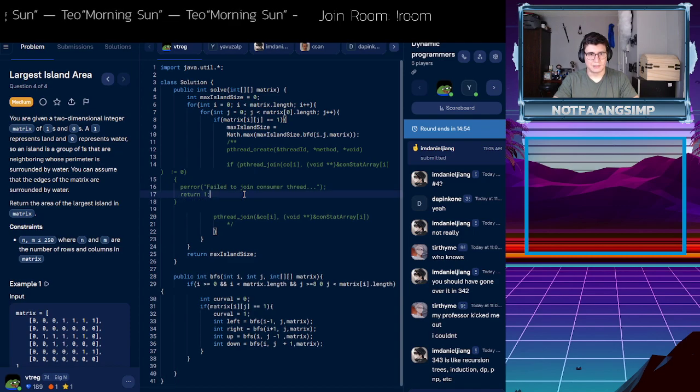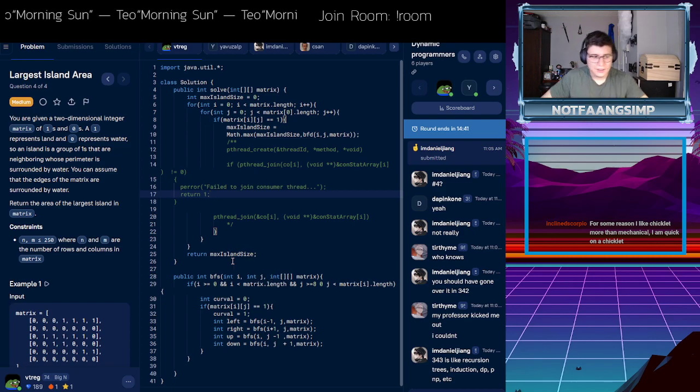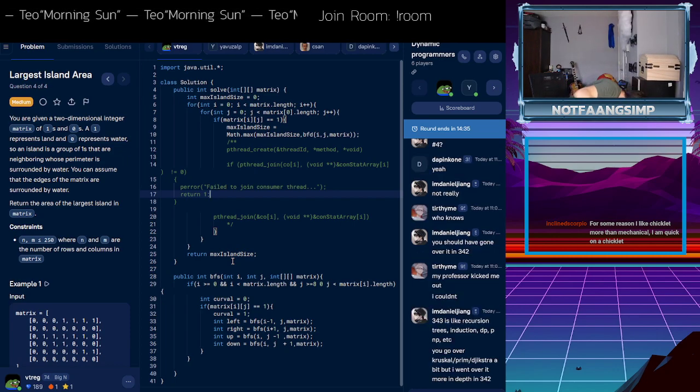Because I like the red linear switches. The first one I got with browns, but I returned it just because tactile switches really were not for me. I like clicky more than mechanical. I'm quick on the chiclet. It's to each their own. I used to be very, very quick typing on those. I actually have, hold on. Let me see if I can pull it out real quick.